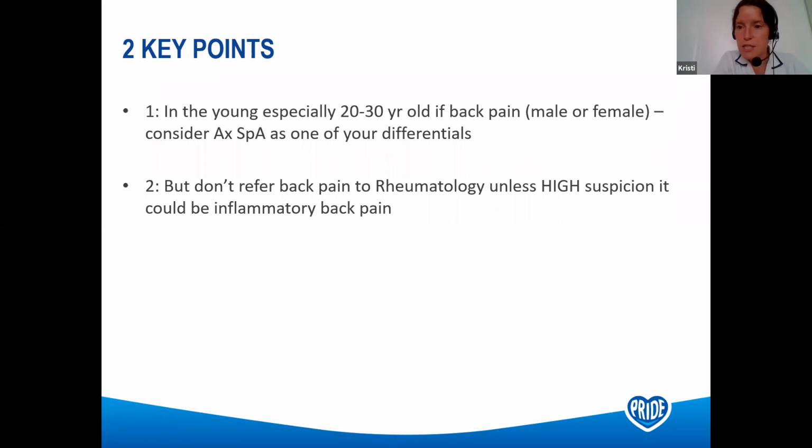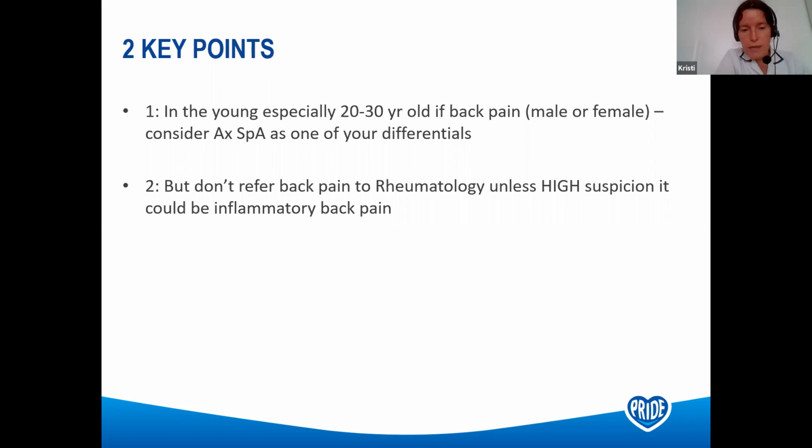In the young, especially your 20, 30-year-old patient group that are coming in with back pain, male or female, obviously rule out your more sinister pathology, your red flags. But this is a red flag. Have this as a background diagnosis. So have it as one of your thought bubbles. Could this be inflammatory back pain?